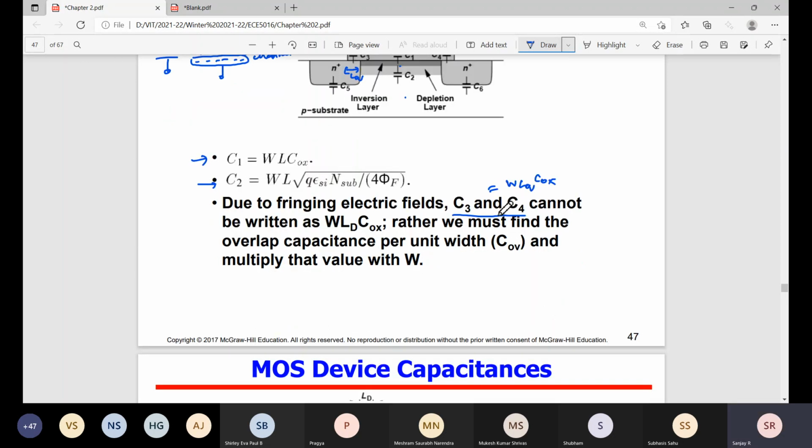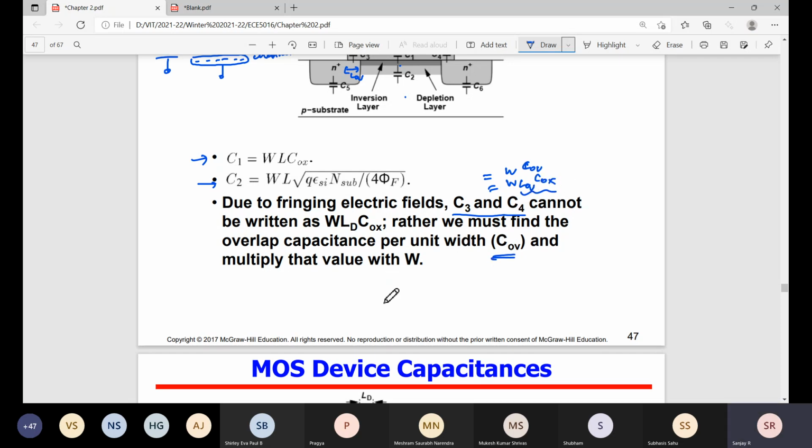Okay, so practically, instead of representing this W and L overlap here, people will simply put C overlap. It becomes a device parameter, because L overlap is a device parameter and C is a device parameter. Simply, these two things they will represent as a C overlap.